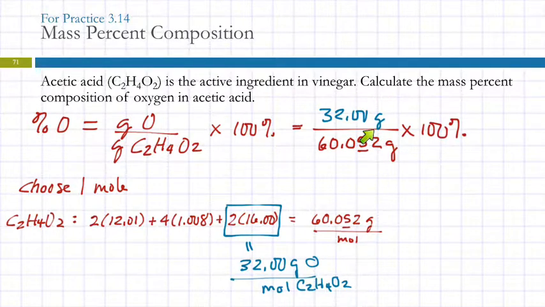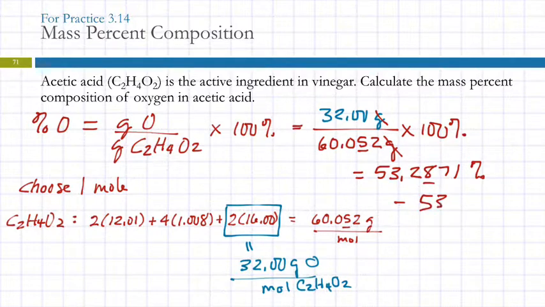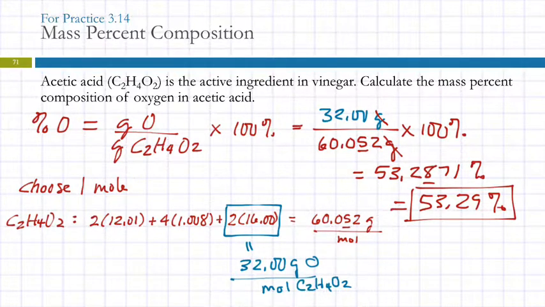You see what happens to these units? Gram cancels gram. So I've got 32 divided by 60.052 times 100. And I should have 4 significant figures on this. 53.2871%, rounding to 53.29%. Did I do that right? Any questions?